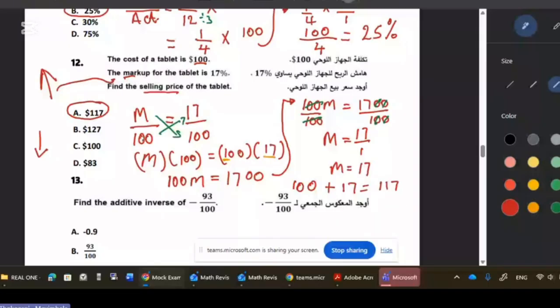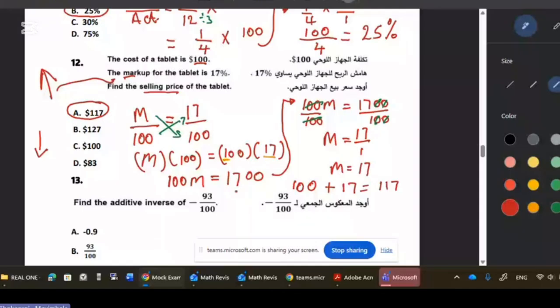Then I say equal to, then I go to the percent they gave me. In this case, the percent was 17%, which is 17 over 100. After that, I cross multiply. M multiplied by 100. This bracket means multiply. M times 100 is equal to 100 M. Then I have 100 multiplied by 17. I said to you, concentrate on the numbers only, which means ignore zeros. 1 multiplied by 17 gave us 17.